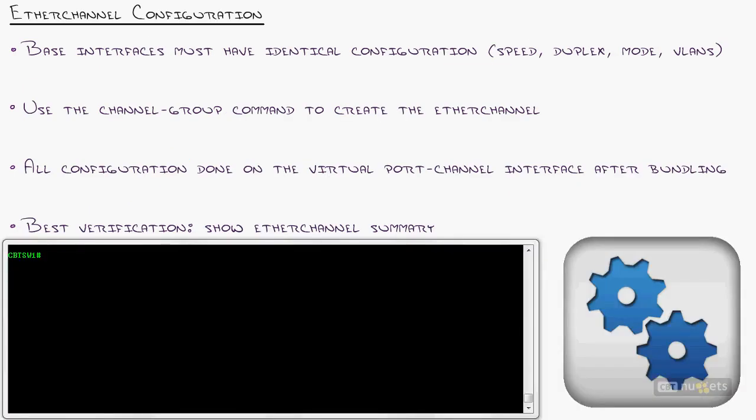Okay, let's get into the configuration. Like most things in the Cisco realm, the configuration of EtherChannel is very easy. It actually boils down to one command. It's just knowing the ramifications and all the scope around that one command that is the big deal.